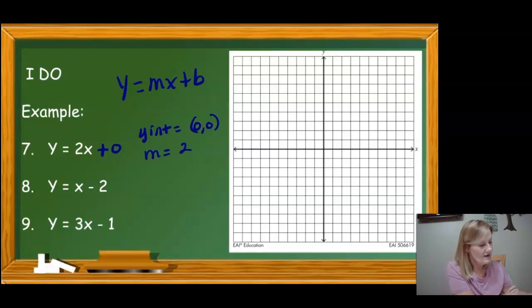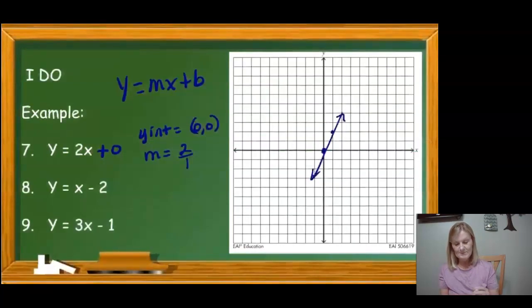So when I go to graph, I start at my y-intercept. In this case, again, it's (0, 0). And I have a slope of 2. What a slope of 2 means is 2 over 1, which means you're going to rise 2 and then run 1 to the right. So rise 2, run 1 to the right, and I draw my line, and I'm done. Very easy. The key is you start at your y-intercept, and you do your slope from there. Okay, let's try another one.